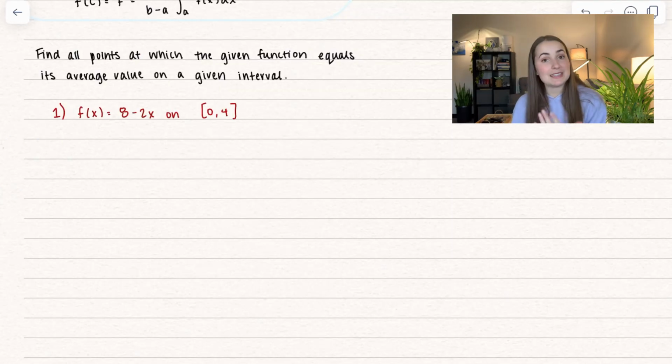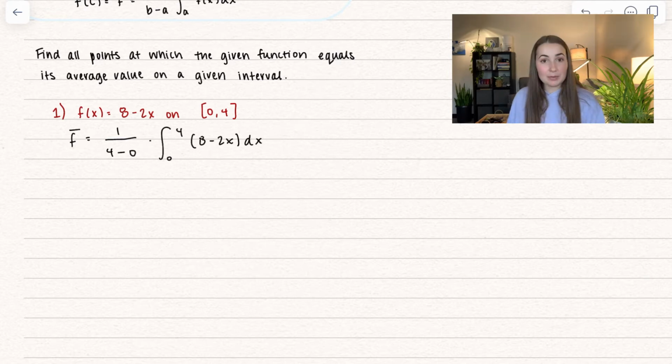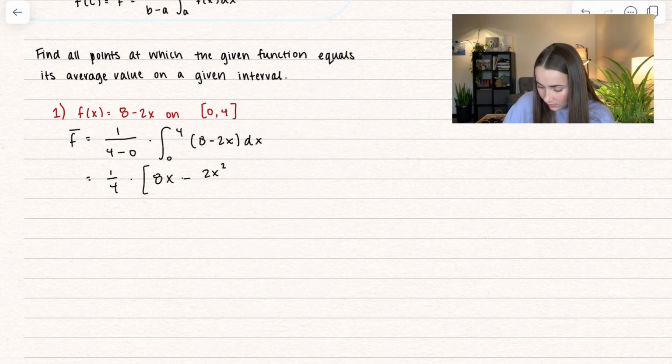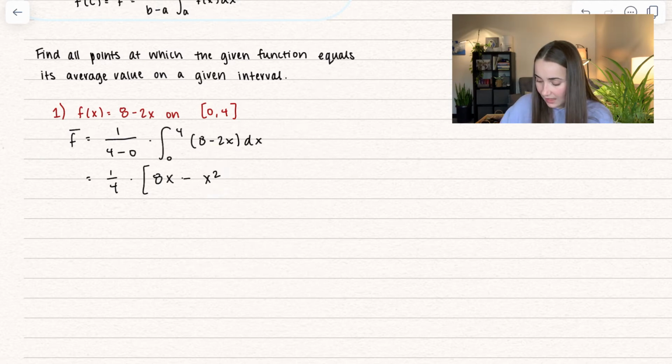Our first step is to actually find the average value, right? So I'll set that up. I plugged it into our formula, and here we can start simplifying. So we get 1/4 times, and let's find the antiderivative. When we have a constant, we just tag on that x. And then here we have minus 2x squared divided by 2. I add 1 to the exponent, divide by that new exponent. If you want, you could immediately divide these out, and this is actually just equal to x squared. And this is being evaluated between 0 and 4.